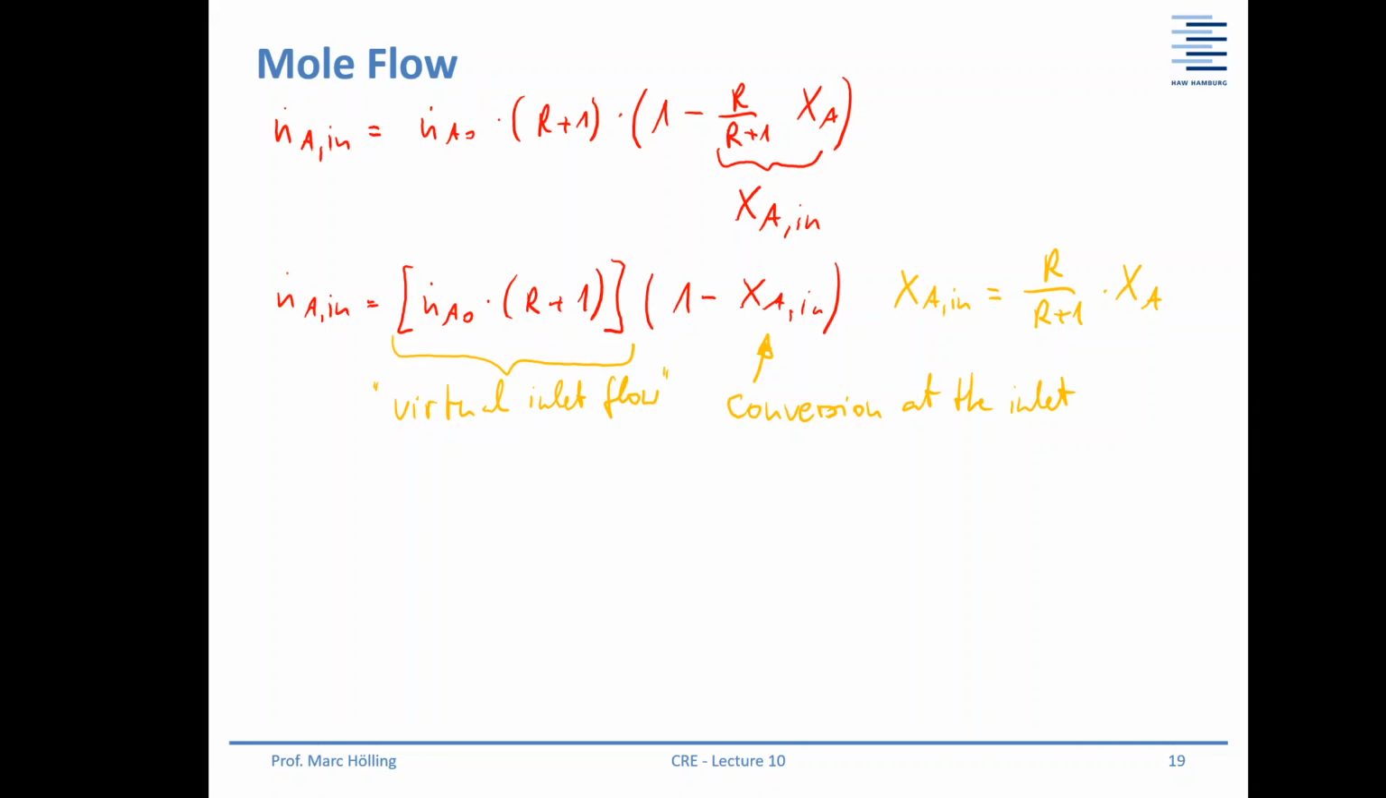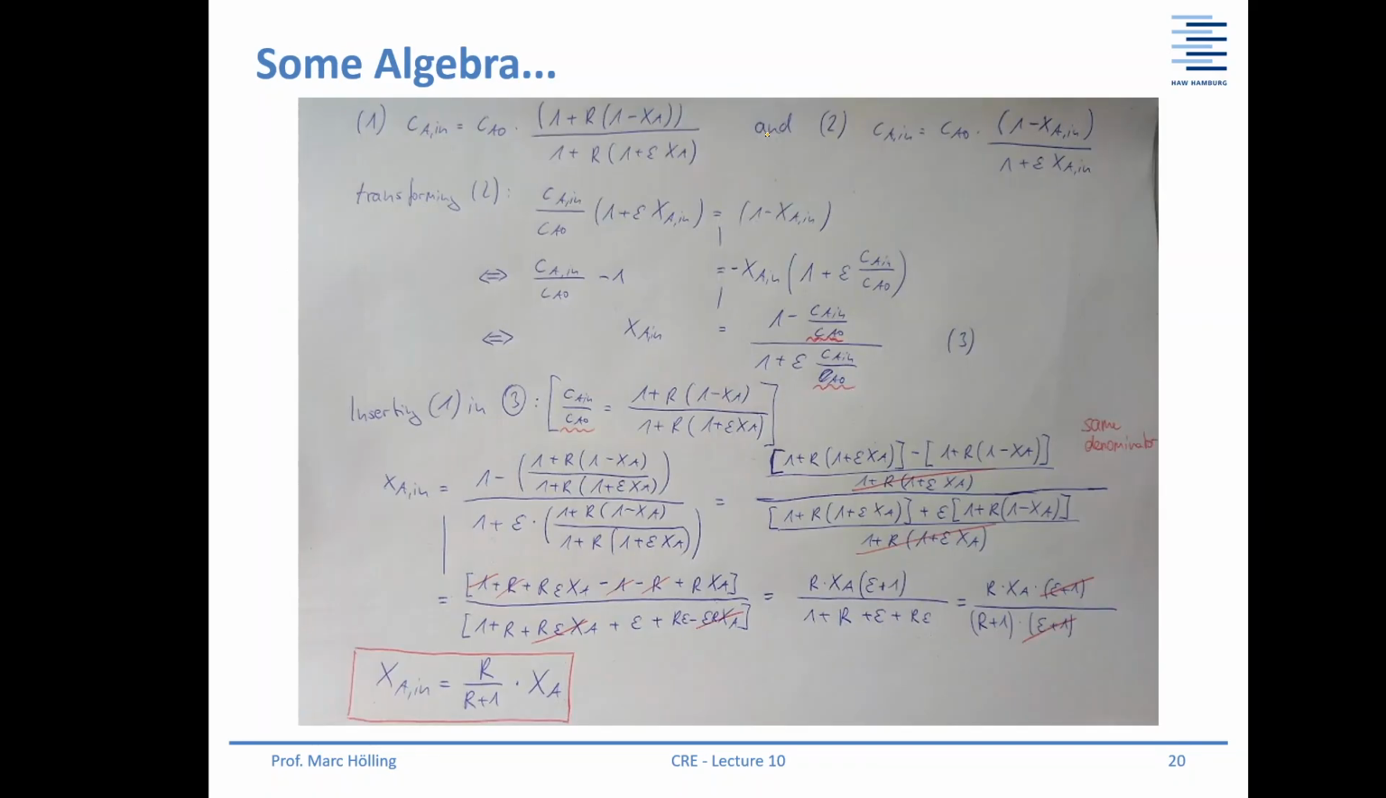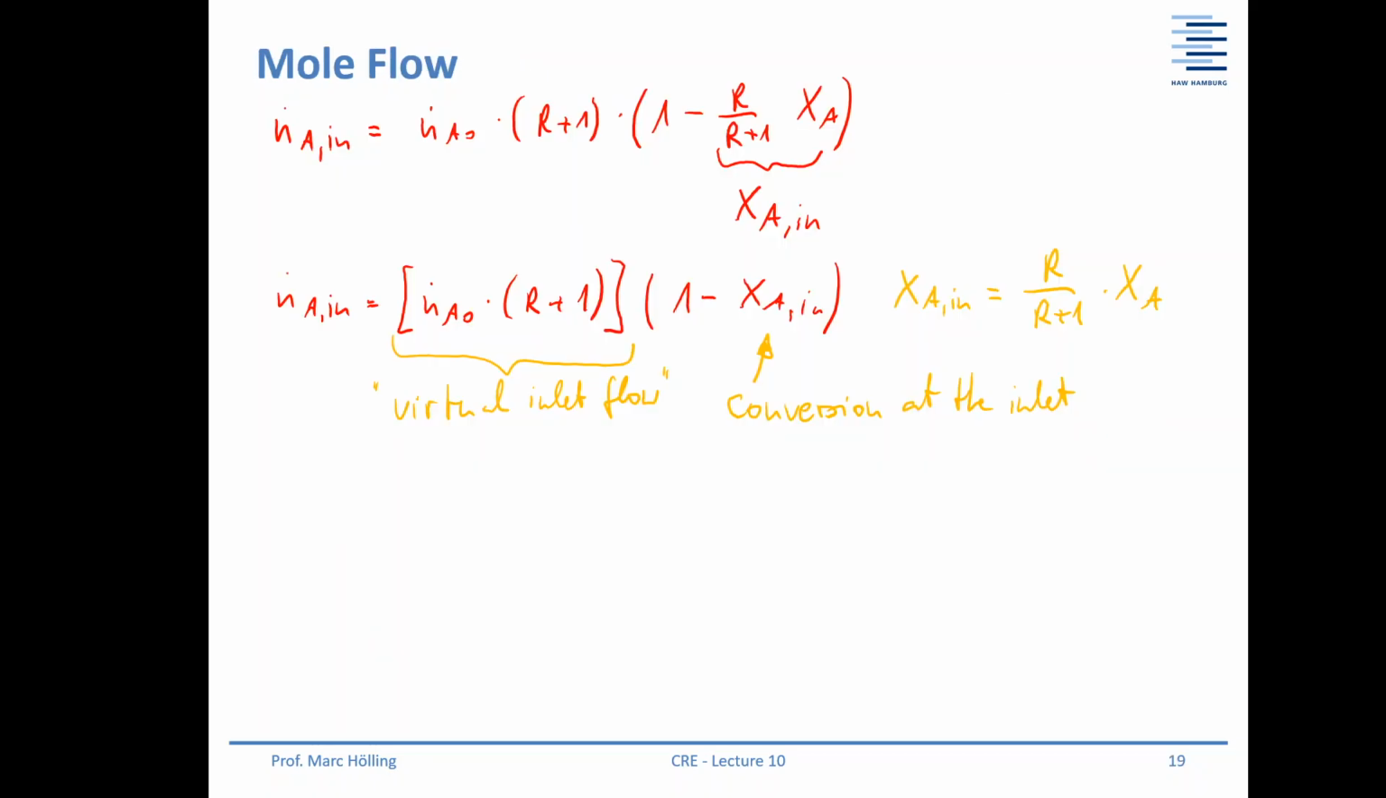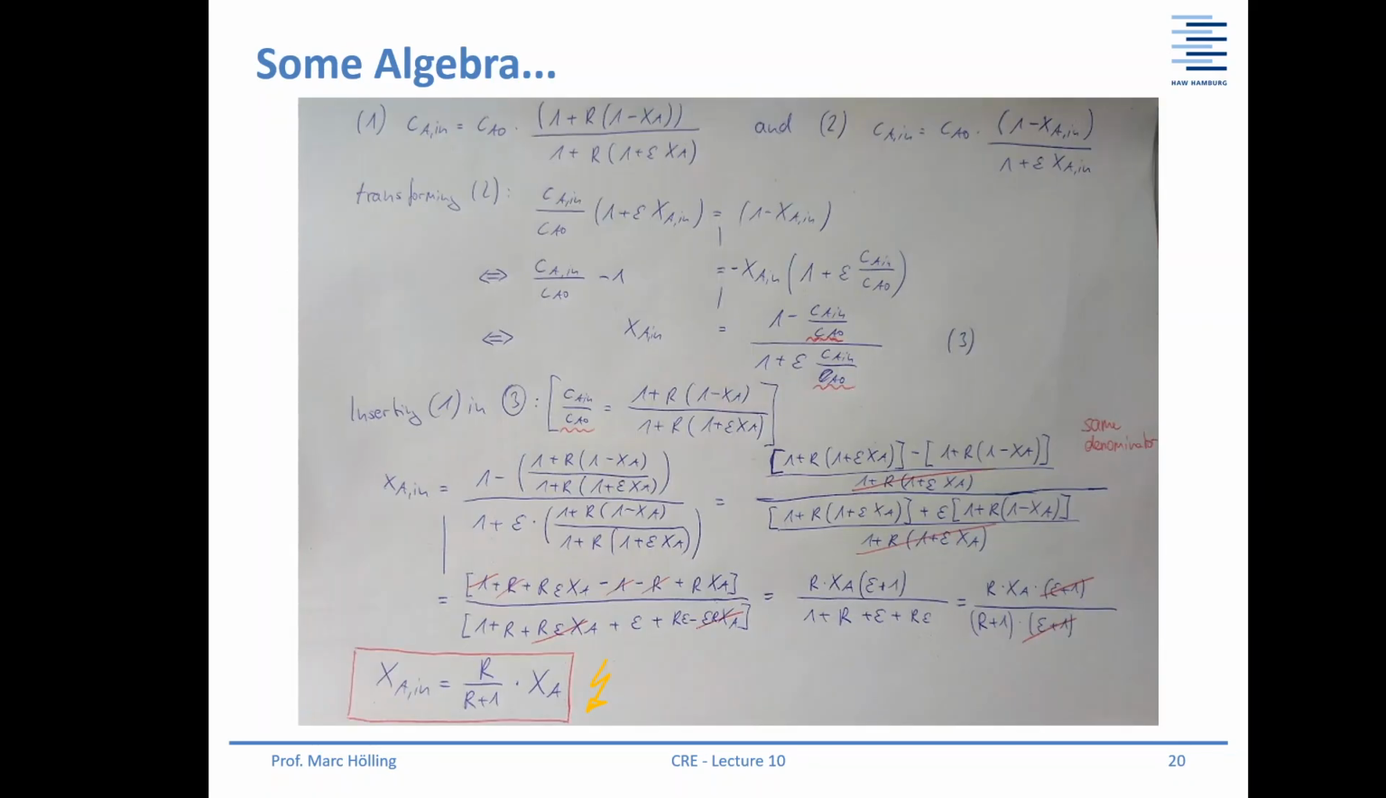If you think, okay, maybe this was, so we just assumed something here, maybe this is not correct. I did some algebra here for you. So what you can also do to end up with an equation that looks like this. So here again, XA in is R over R plus 1 XA. This is what we had here. You can also derive it in this way.